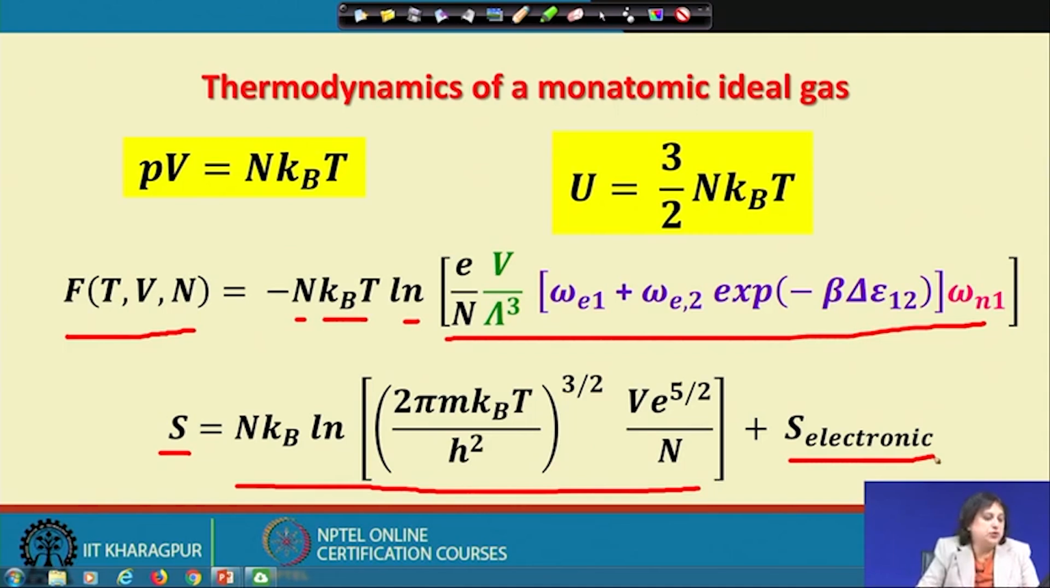Now, let us have a look at the different contributions. So, what is m? m is the mass of each gas atom, T is the temperature at which the system is present, V is the volume of the gas, and once again capital N is the number of atoms present in the system. This equation is known as the Sackur-Tetrode equation.